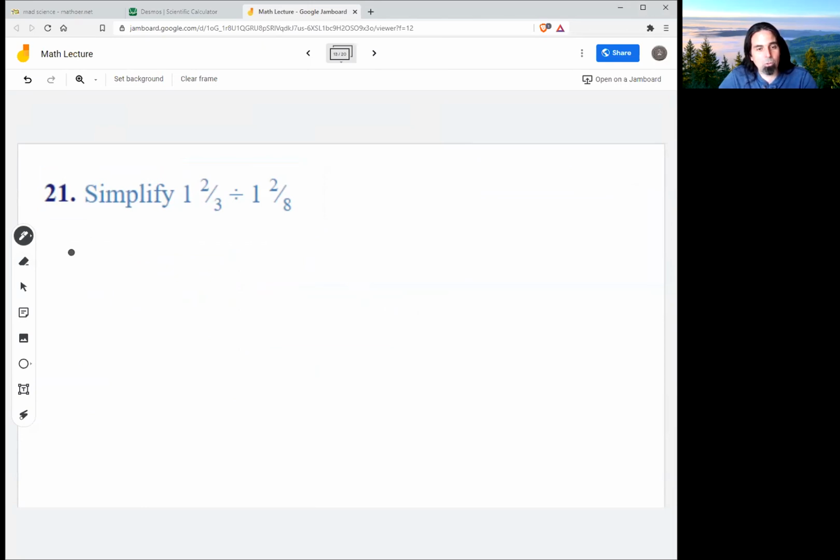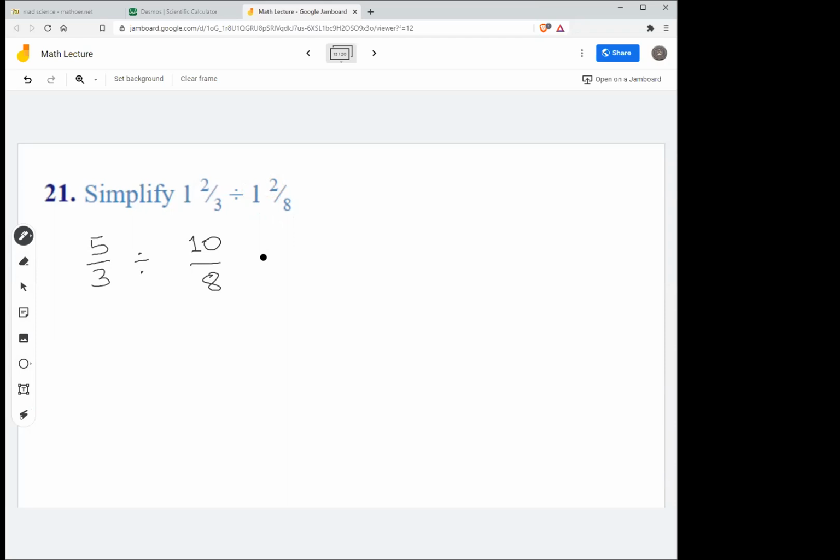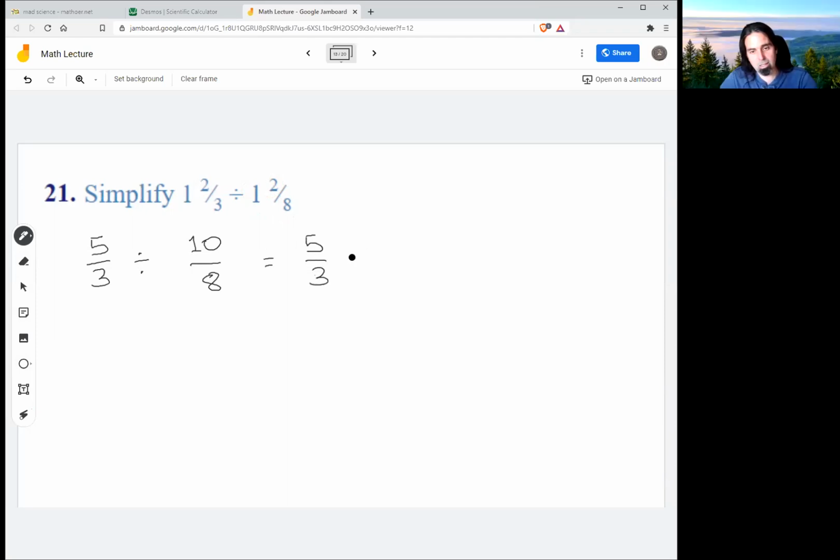So I'm going to take the 1 2/3 and change that to 3 plus 2 is 5/3. And I'm going to take the 1 2/8. 1 times 8 is 8, plus 2 is 10/8. Okay so far? Yeah. Then I flip the second one and multiply. 5 and 10. And I can also do an 8 and a 2. And I get 4/3. If you wanted to write it as 1 1/3, you could, but 4/3 is fine.